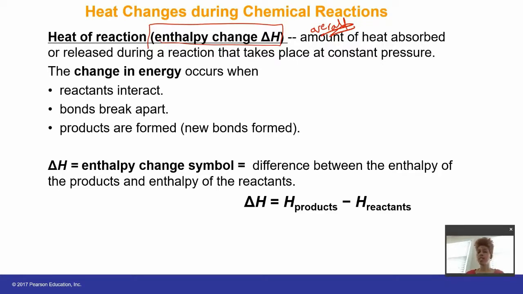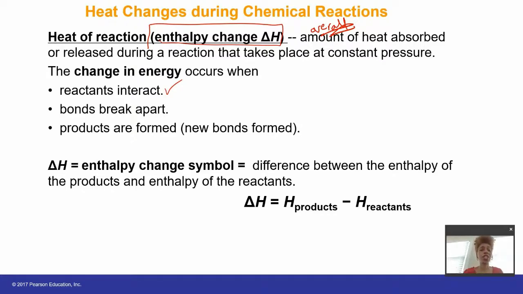So, when does the change in energy occur? When our reactant atoms interact with each other. So that means that they've got to bump into each other in order for the chemical reaction to occur. Can a chemical reaction occur if molecules don't actually touch each other? So the more they bump around each other, the more they're going to interact with each other, and there's energy that's involved in that process.